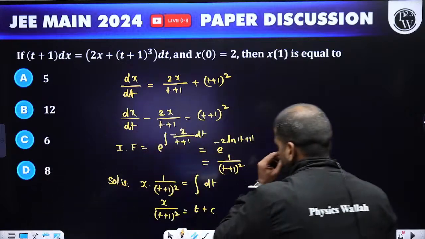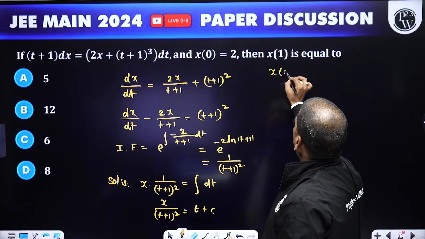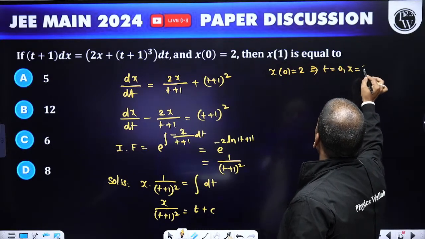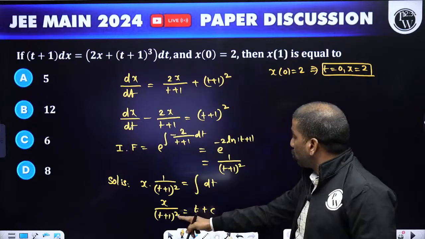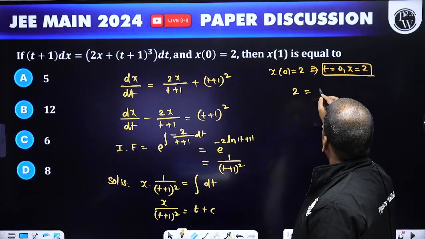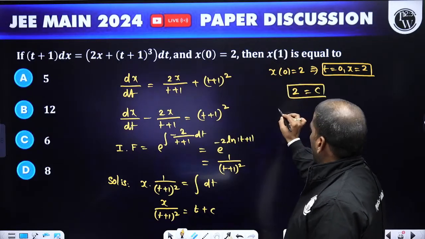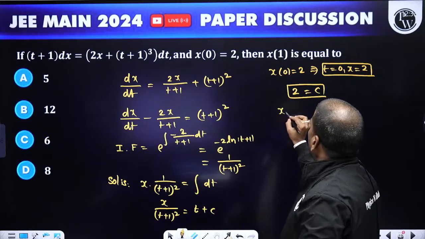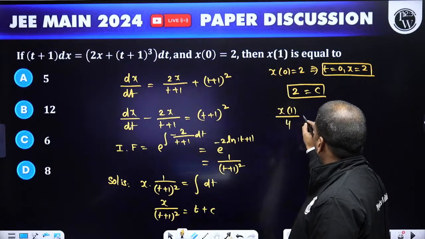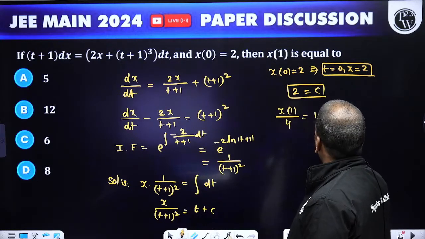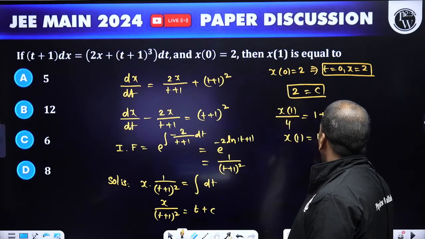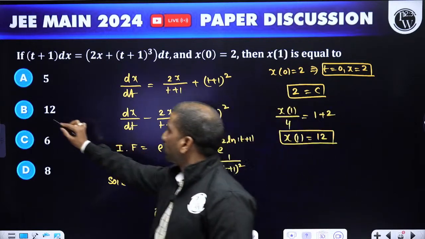But we need to find c. But x(0) = 2. What does it mean? t = 0, x = 2. That's the meaning of this. So 2 equals 0 + c, so c is equal to 2. So x(1): t = 1, 1+1 is 2, 2 squared is 4, which is equal to 1 + 2. So x at 1 is equal to 4 times 3, which is 12. So 12 is the answer.